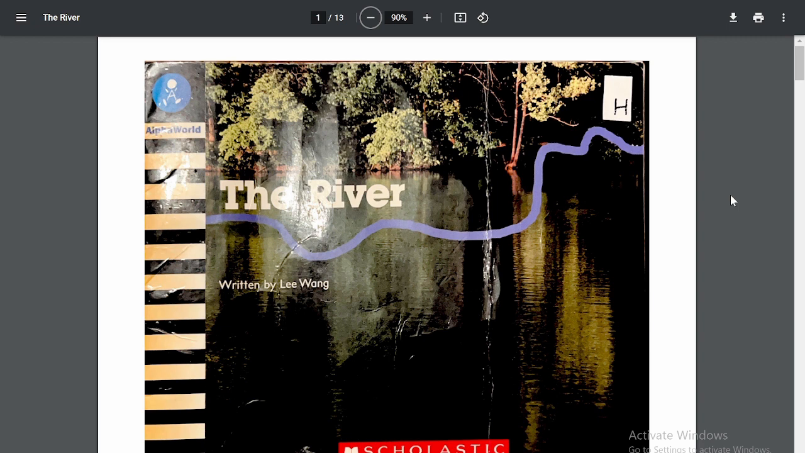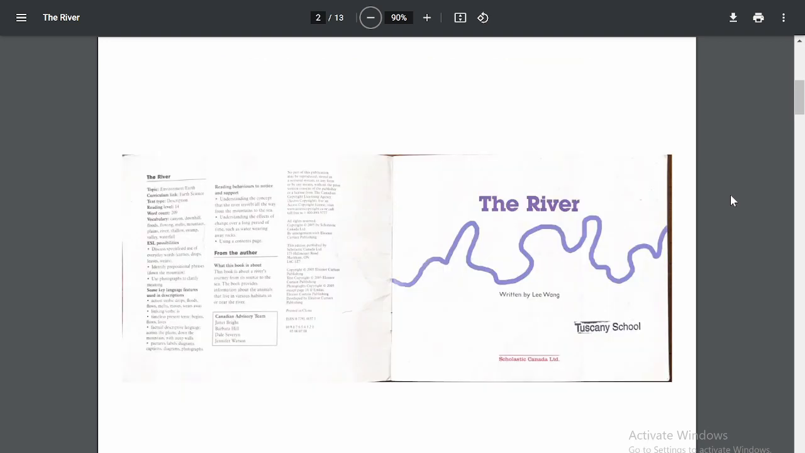Today we're going to read a story called The River. The River.